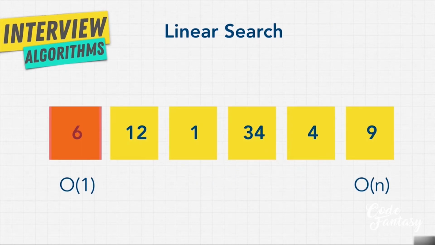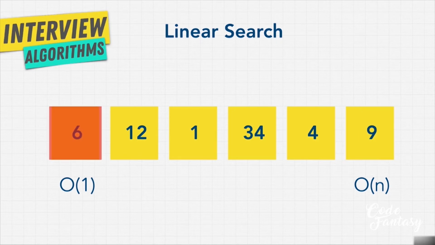Linear search is simply this. We have items that can be nodes, that can be numbers, that can be anything. And we go one by one looking through the list. We check the first item, then the second item, the third, the fourth, the fifth, and the sixth.